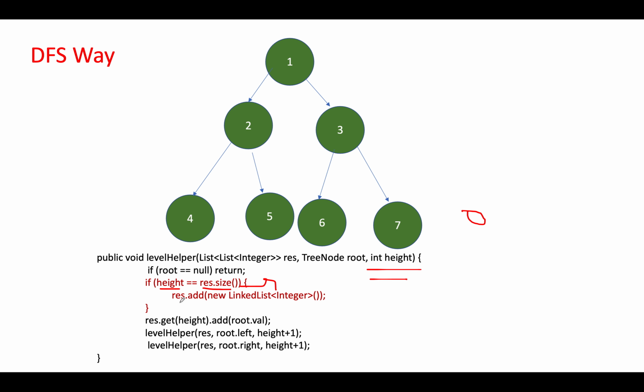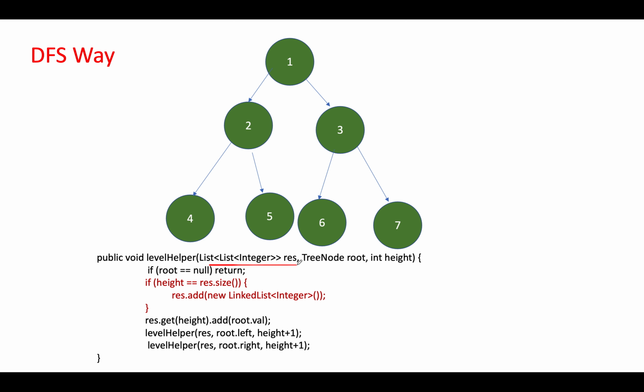Let's try and understand this logic. The first statement says if the root is null, simply return. The second if condition states whether we want to start a new level or not. In the third statement, we simply add the root's value at this particular height in the data set. The last two statements are the traversal along its children, left and right, and we pass height plus one, a height greater than the current height. So let's start the iteration.